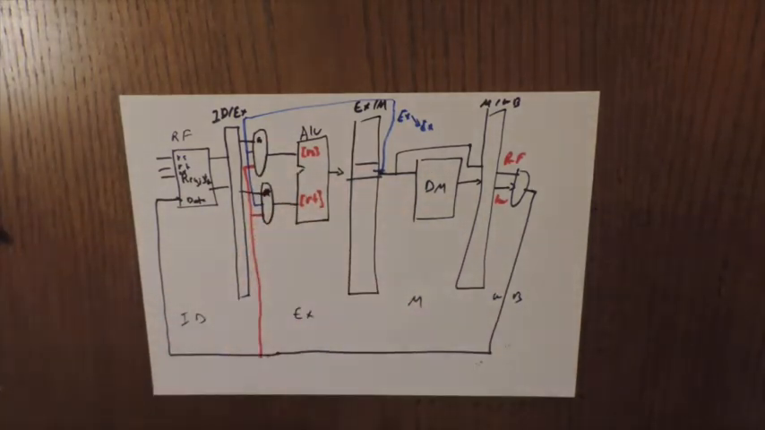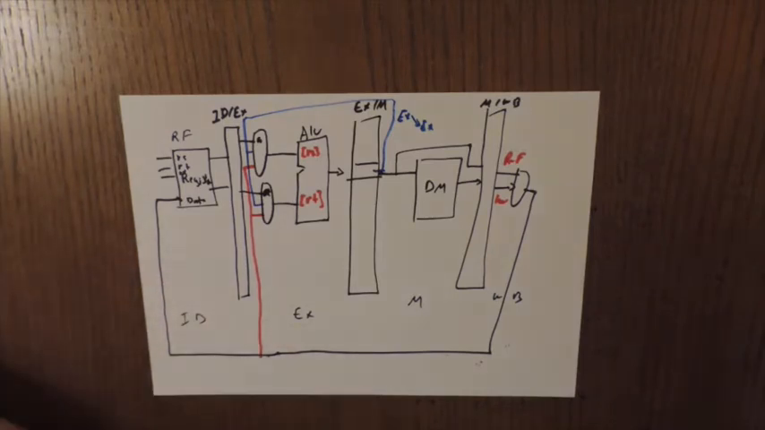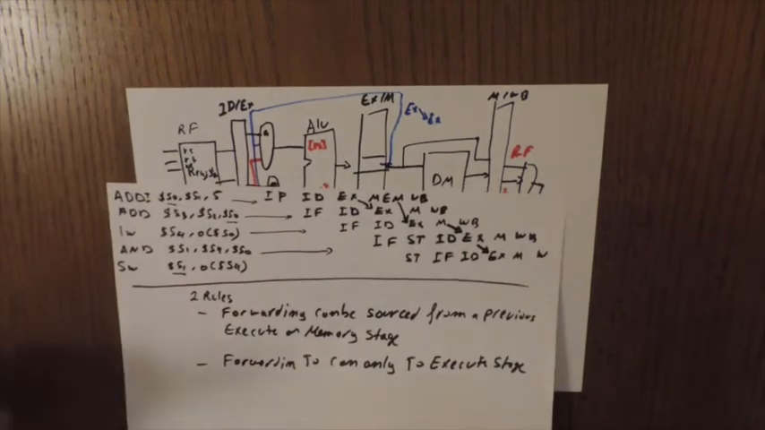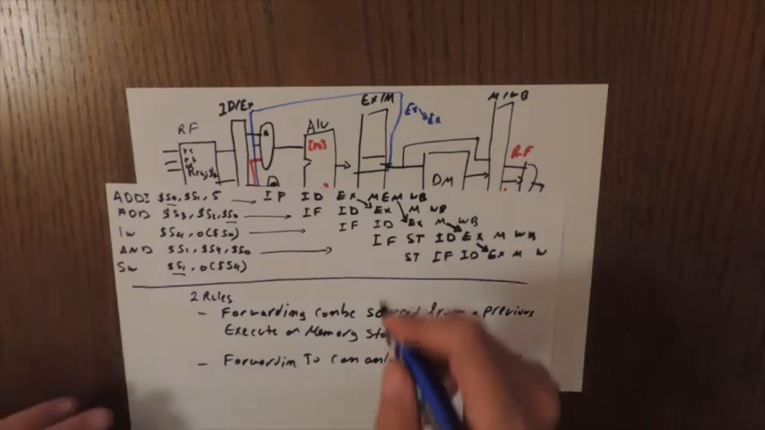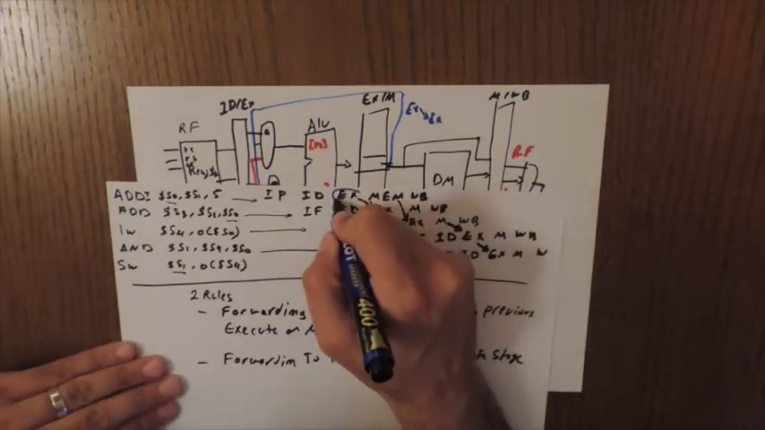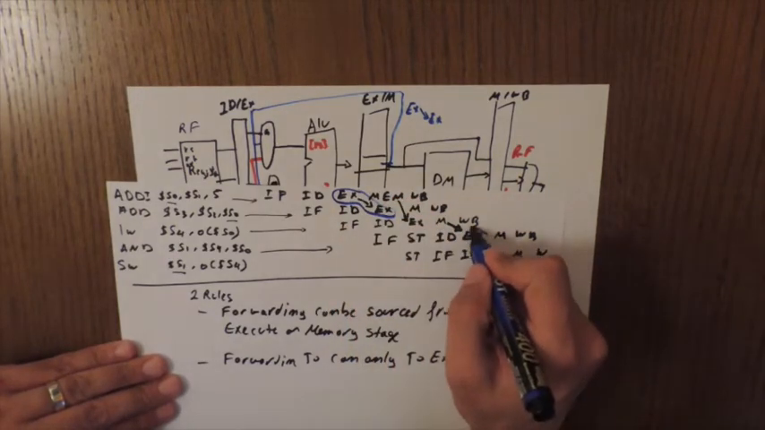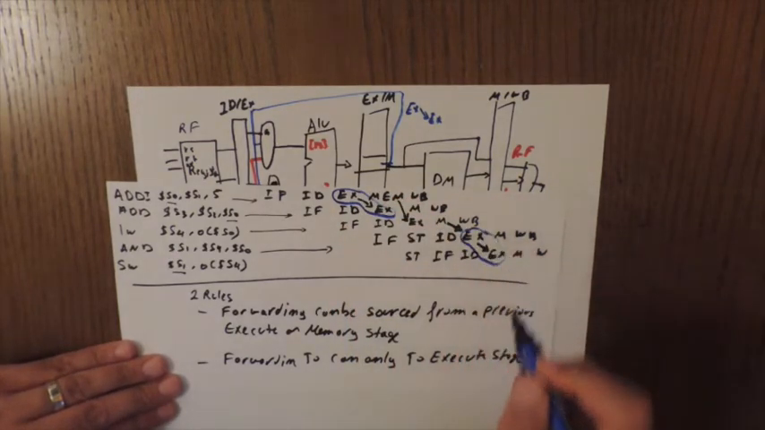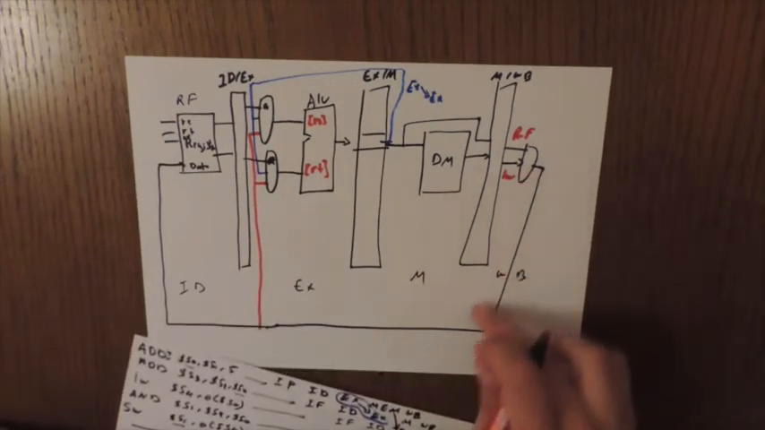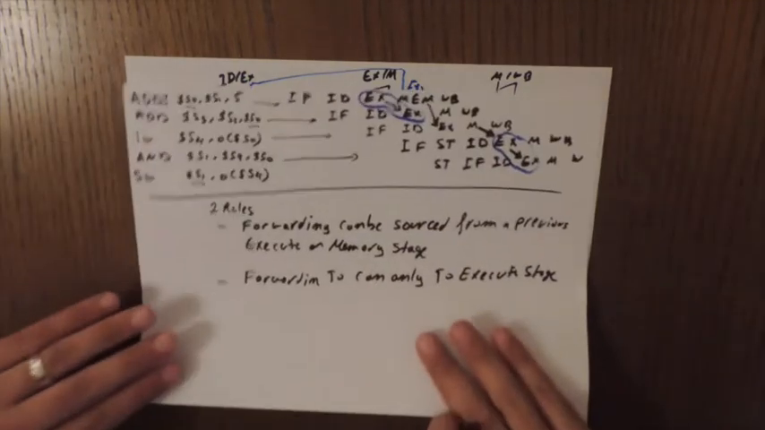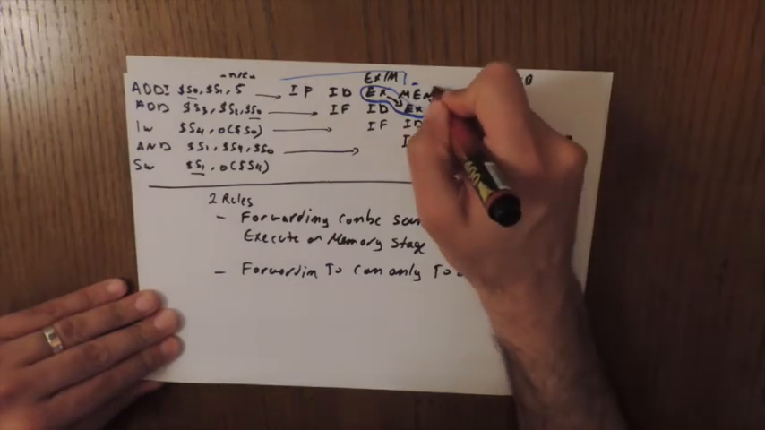Okay, so if I want to take you back to the previous example to check what's happening, the first blue line happens when we have this kind of forwarding and this kind of forwarding. However, the red line which is coming from here happens when we have a forwarding from memory to an execute stage, as we see in these two examples.